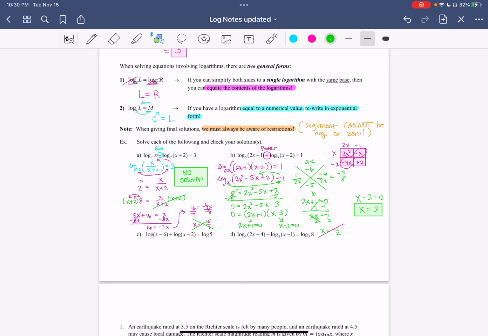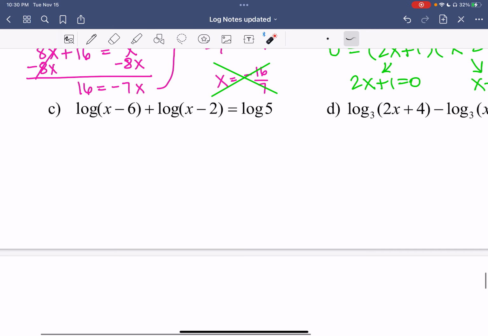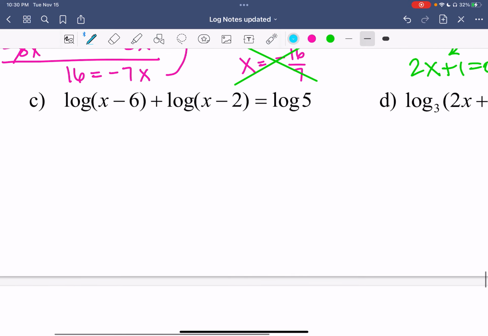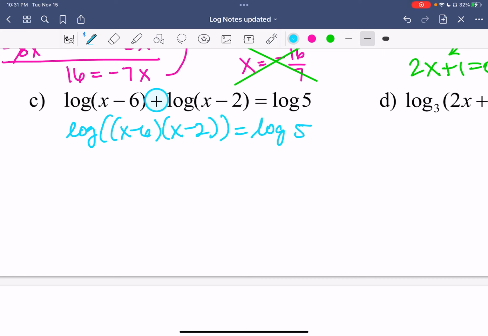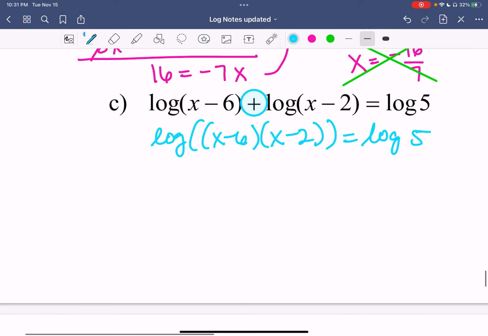Okay, let's try C. So again, look at both sides of the equal sign. This one only has 1, so that one is good. But this one has 2. So before we proceed, we need to condense the left side to a single logarithm. So I see a plus symbol, so I'm going to apply the product law. So I'm going to multiply x minus 6 times x minus 2. And that's equal to log of 5. And these are all base 10 because it's not written there. So we are good to go on that end.